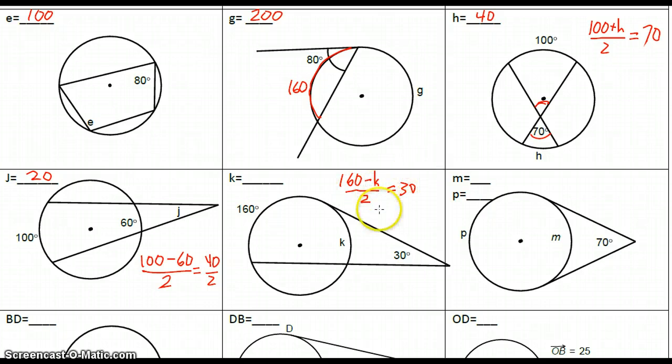That's something I have to solve, so 160 minus K is supposed to be, if I multiply both sides by 2, that's supposed to be 60. So if 160 minus something is supposed to be 60, the something better be 100. Okay. M and P, same thing.